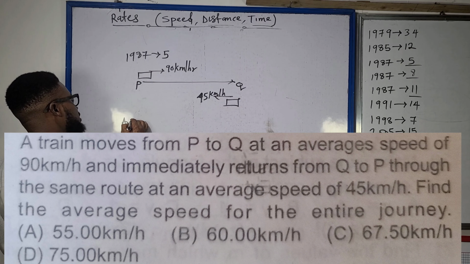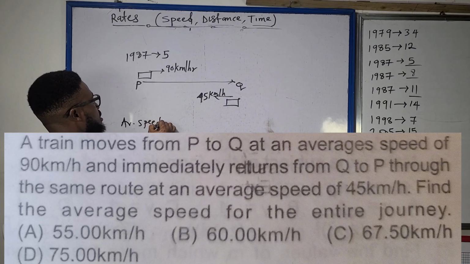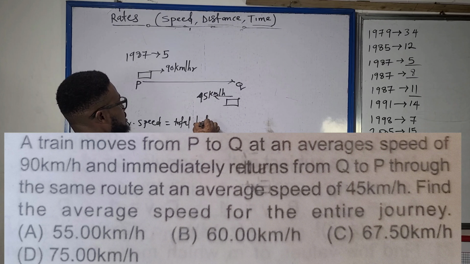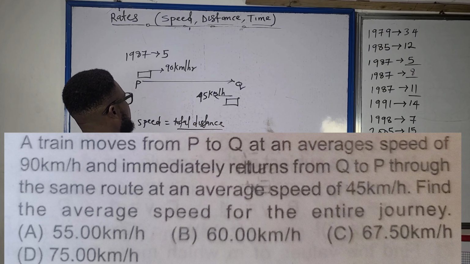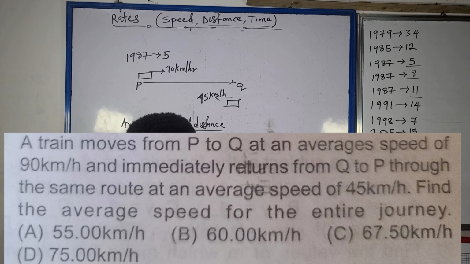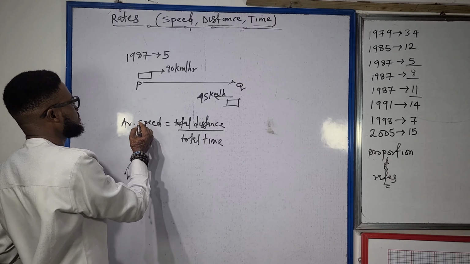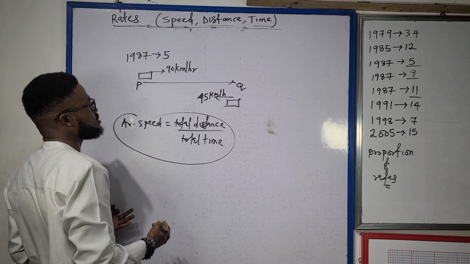When you talk about average speed, it equals total distance divided by total time. If you look at this question very well, that's all we were given, nothing else, no timing, nothing. So we don't have time, we don't have anything. In this case, we cannot use average equals total distance over total time.